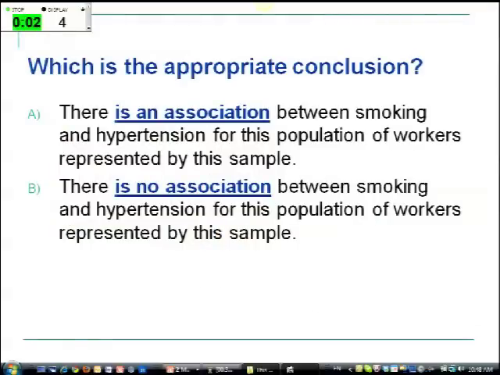Are we statistically significant at a 1% level? Yeah. Are p-values less than 1%? Which conclusion then is the right one to say here?